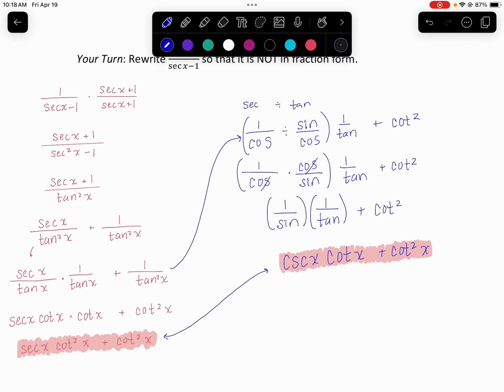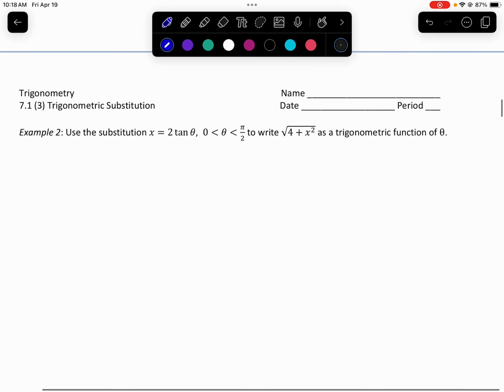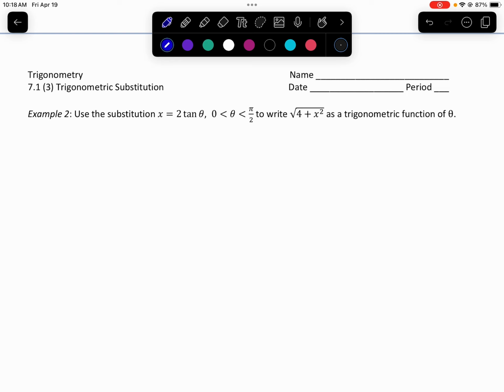All right, so now we're finally going to take a look at example 2, and that is with our u substitution. So for this example, it says u substitution, x equals 2 tangent theta, where theta is between 0 and pi over 2, to write the square root of 4 plus x squared as a trig function of theta. So that means we don't want x in the problem, we want theta in the problem.